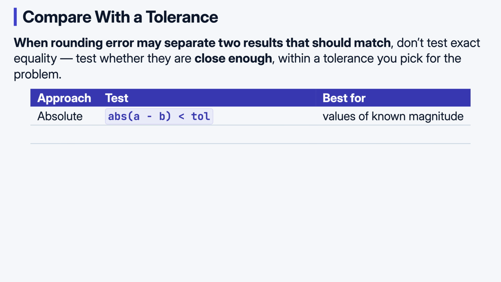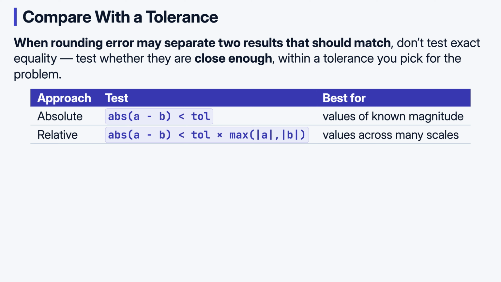So how should you compare floating point values? When rounding error may separate two results that should match, don't test exact equality. Ask instead whether they are close enough, within a tolerance you pick for the problem. The first way is an absolute tolerance. Check whether the absolute value of a minus b is below some small threshold. That works when you know the rough size of your numbers.